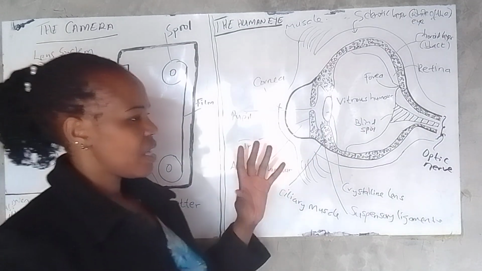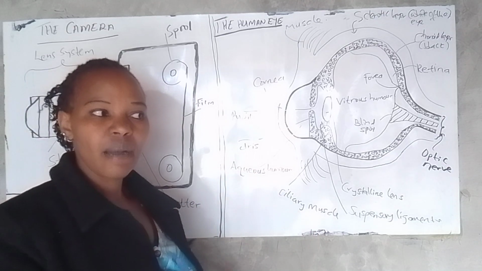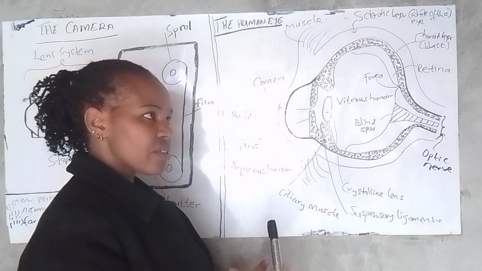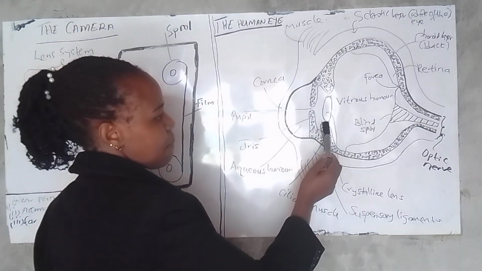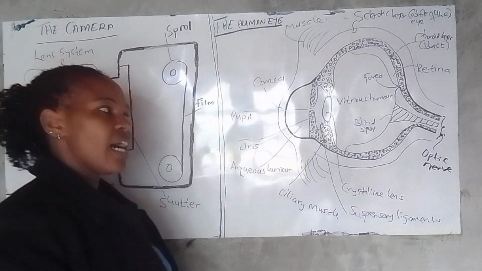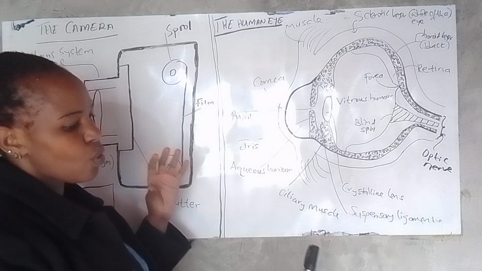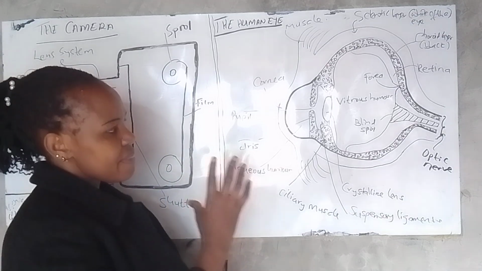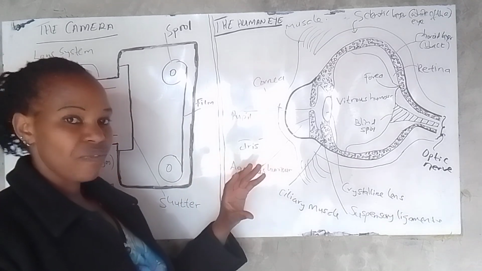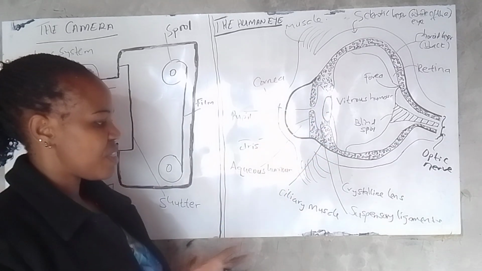So what does that mean? The work of a muscle is to contract and relax, bringing about movement. So when these ciliary muscles relax or contract, they pull the ligaments. And because the ligaments are directly connected to the lens, they pull or compress the lens. So now the shape of the lens is not static. The shape of the lens is flexible. It keeps on changing depending on what is happening with the ciliary muscles.